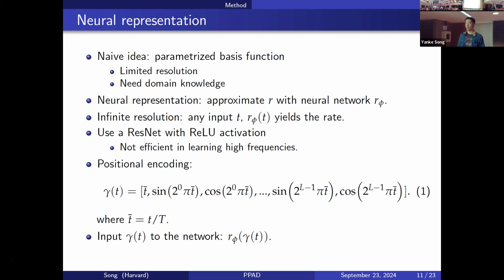What this positional encoding does is actually invented in the transformer paper. I'm going to take a question now.